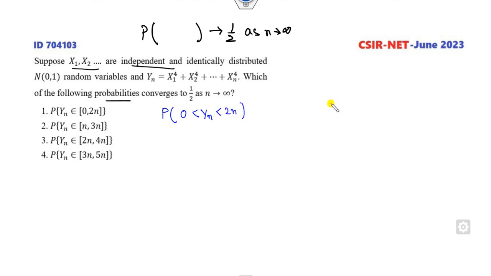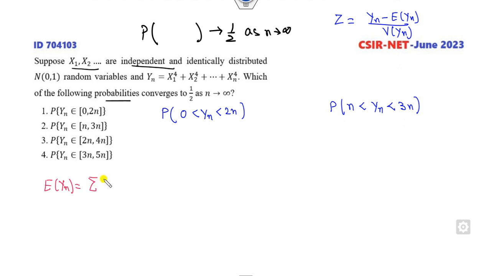If I look at the second option, this is n, Yn, 3n. Firstly, I will solve this. What is the approach? You can write it in terms of Z, Yn: expected value of Yn over variance of Y. Fine. So now how can you find the expected value of Yn? Because they are independent, I can write it as a summation of the expected value of Xi^4.